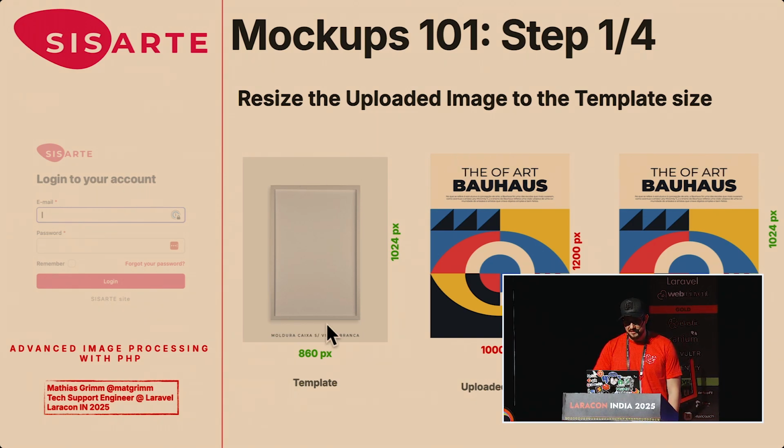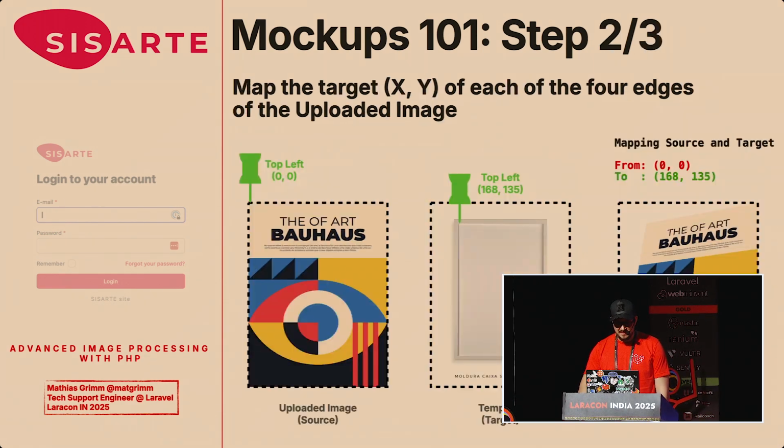So we have the template with this 860 by 1024 pixels. We have an uploaded image with any size, and we make sure that they are both the same size. So that's the first step. The second step here is a little bit more complicated.